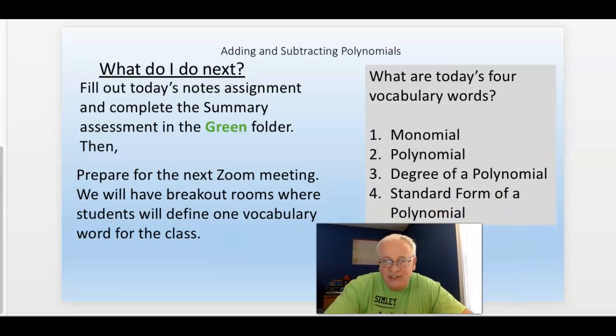Guys, prepare for the next Zoom meeting. We're going to try breakout rooms this time, 4 different breakout rooms, where students are assigned one of these 4 vocabulary words. You need to get the definition, and I gave them to you right in the slideshow. Okay, you should be able to get them. And then you come back into the main Zoom meeting and share the definition with the whole group, okay?